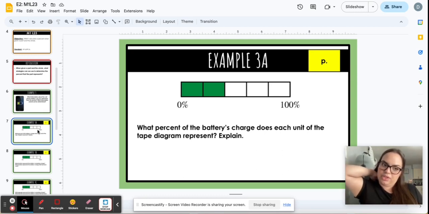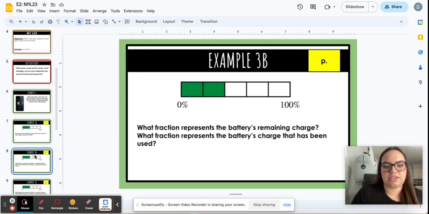And then there are 3 questions that go along with the image. So this represents the same battery as we see here. What percent of the battery charge does each unit of the tape diagram represent? And so we can have a discussion about how many total units are in this tape diagram, how much does each represent is the question that's being asked here.